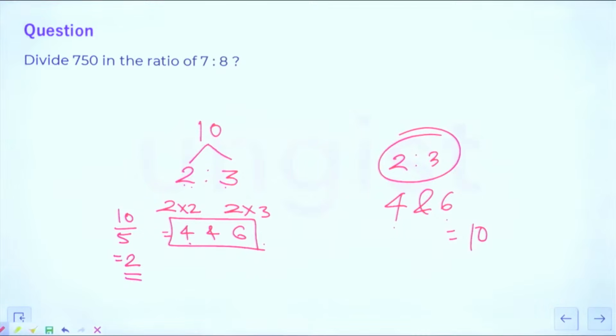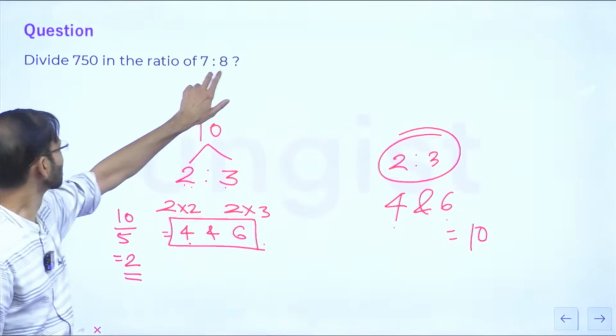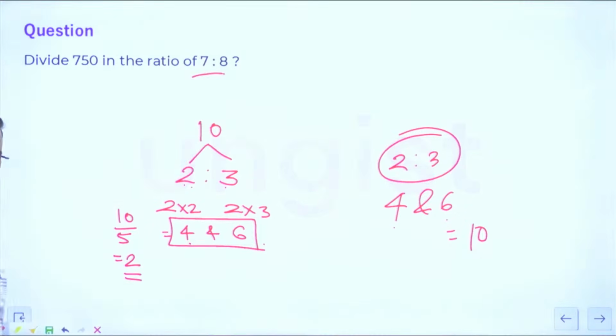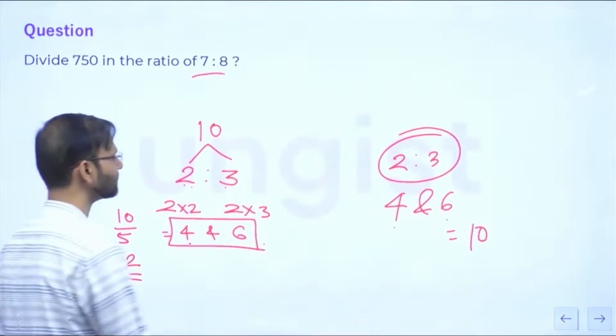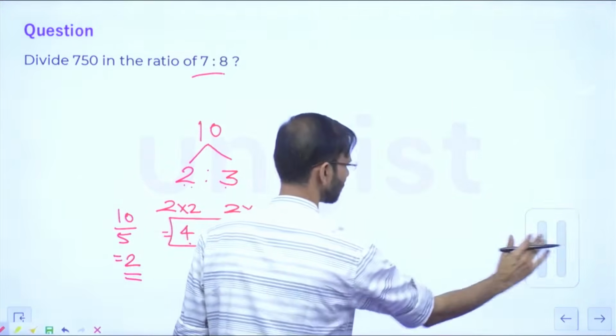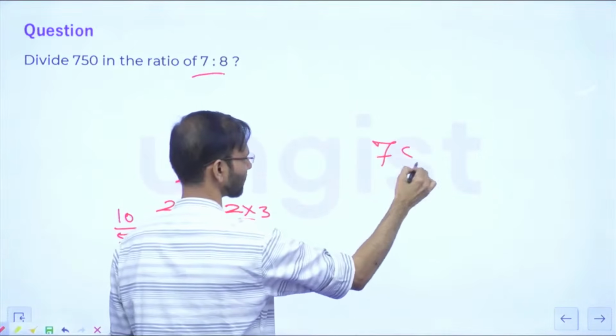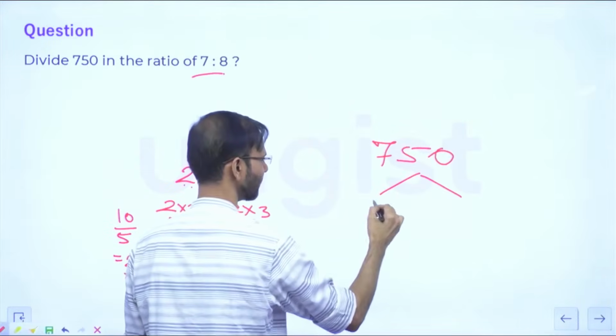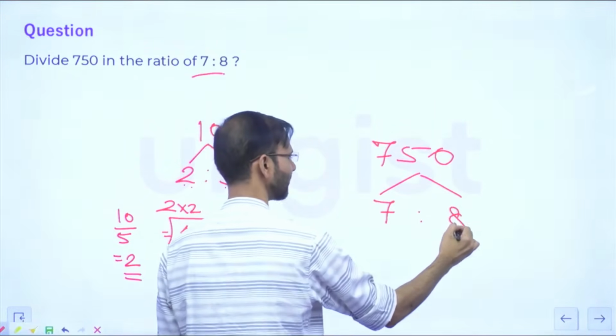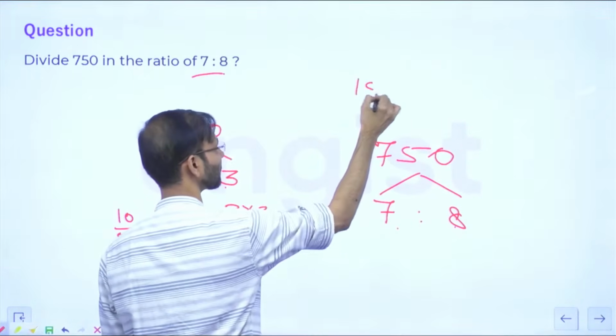No? Fine. Now, let's talk about the original question, right? The original question is 7, 8. Shall we come to that question, guys? Okay. So, this is 750, right? And this is 7, 8. 7 plus 8 is what? 15. Fine.